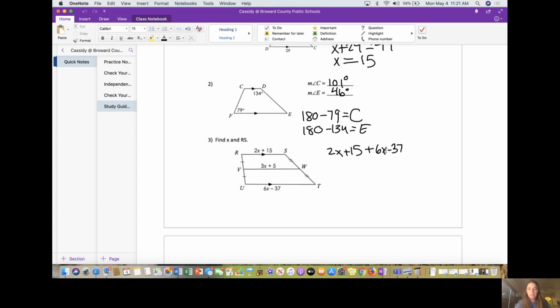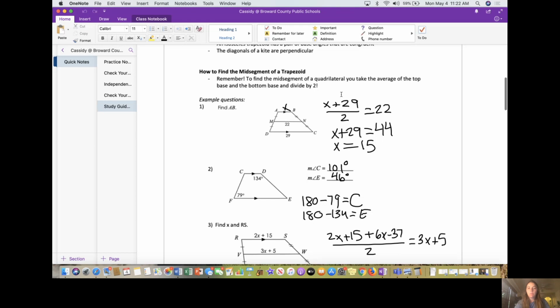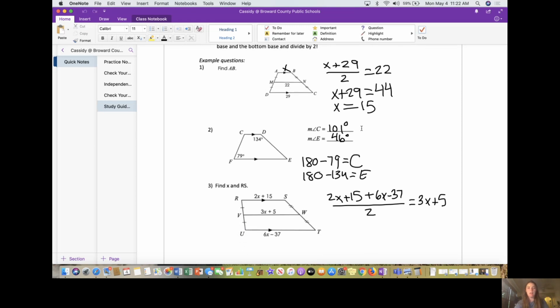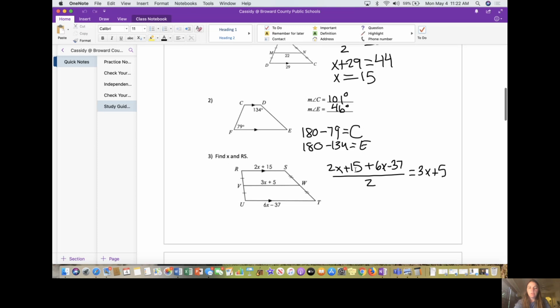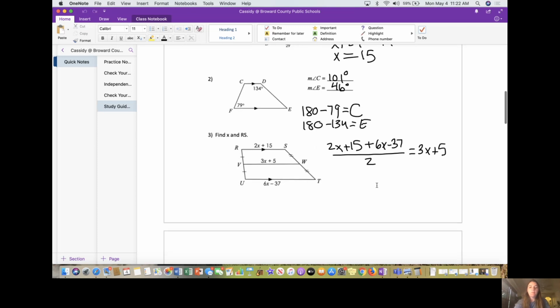So all we did here is the top base, which is RS, which is 2x plus 15, plus the bottom base, 6x minus 37, and divide by 2. Just like we did up here, we're dividing by 2. Remember, average is adding whatever together, dividing by the amount of things that we're adding together. So 2x plus 15 plus 6x minus 37 divided by 2 equals our mid-segment, which they gave us was 3x plus 5.